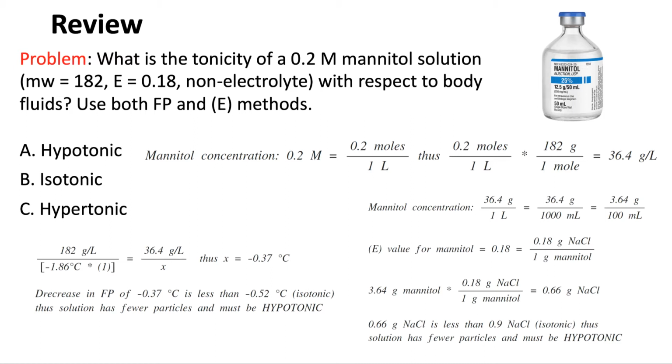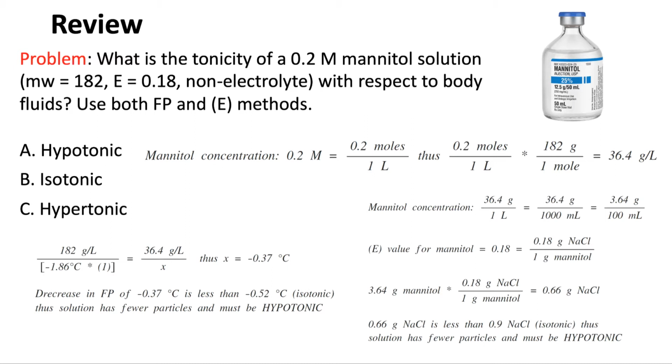Now that we have that relationship, we can convert the amount of mannitol that we have in 100 milliliters, which we calculated to be the 3.64 grams. So we're going to take that, multiply it by this E value, such that we have 0.18 grams of sodium chloride on top over 1 gram of mannitol on the bottom, so that the grams of mannitol cancel. And we can see when we do that math, our final result is 0.66 grams of sodium chloride. Okay, so there we have it.